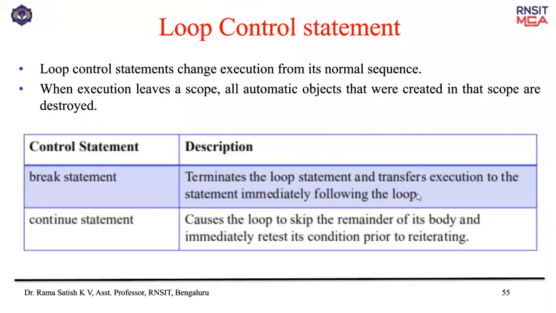Further, loop control statements. Loop control statements change the execution from its normal sequence to the other sequence. That means either it will continue looping or skip looping or exit looping. This is what loop control statements are all about. When execution leaves a scope, all automatic objects that are created inside the loop get automatically destroyed.